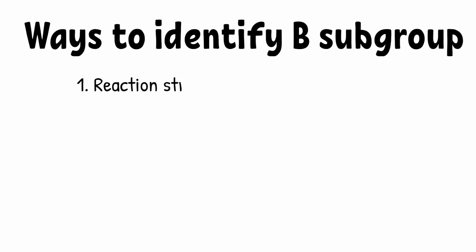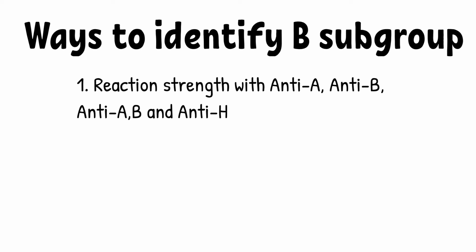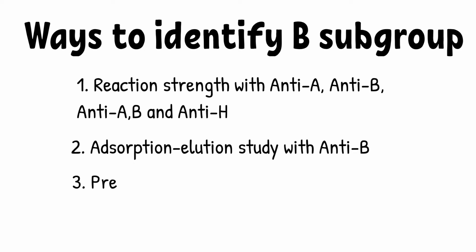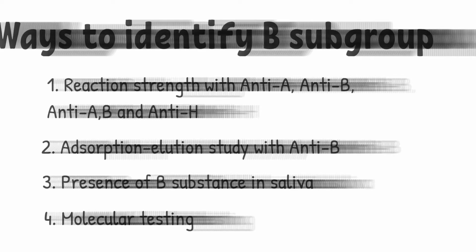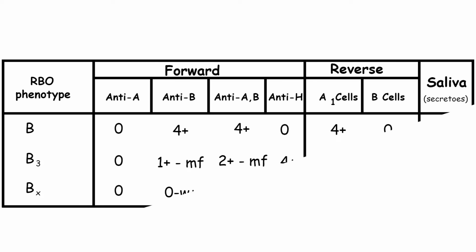Subgroups of B are rare and much less frequent than A subgroups. There are a few techniques that can be used to identify weak B subgroups. First, strength and type of agglutination with anti-A, anti-B, and anti-H. Second, absorption elution study with anti-B. Third, the presence of B substance in saliva. Fourth, molecular testing. Here is a table showing reactivity of B subgroups.